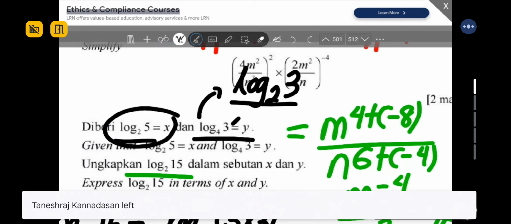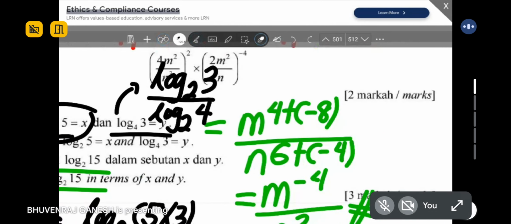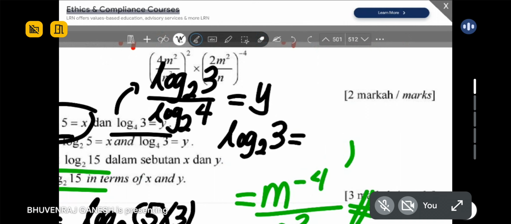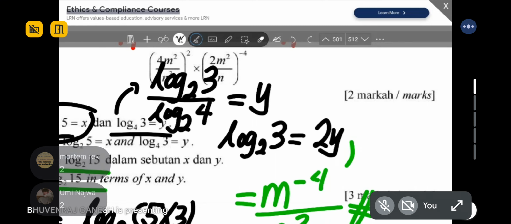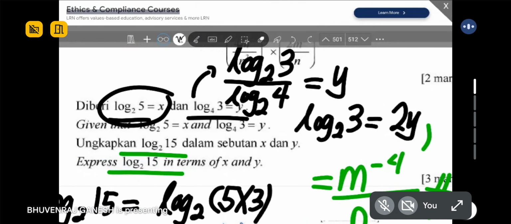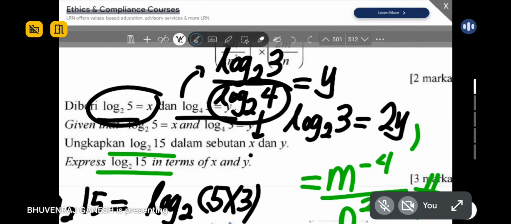So add new base, this is the rule. So you will get like this, equal to, you will equal it to y. Okay, so log 2 4, guys, can you all tell me what is the answer? Log 2 4. If your basic for log is strong, you can directly tell the answer. Log 2 4. You should get how much? Yeah, the answer is 2 also. So it's 2y. Okay, so log 2 3 is equal to 2y. Okay, this whole thing is equal to 2.